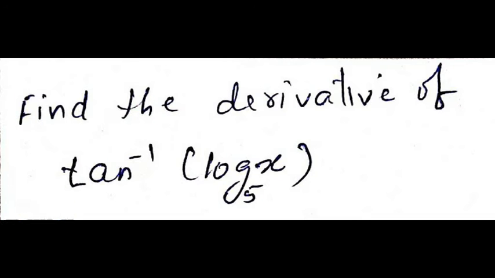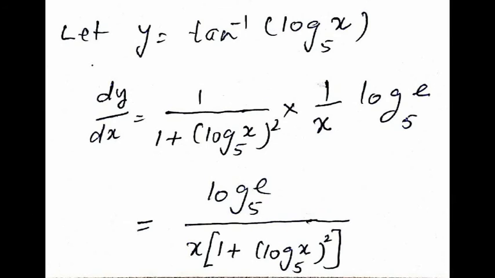Find the derivative of tan inverse log x to the base 5. Derivative of tan inverse x is 1 upon 1 plus x square. Derivative of log x to the base 5 is 1 upon x into log e to the base 5. Therefore, we get the answer log e to the base 5 divided by x into (1 plus (log x to the base 5) whole square).